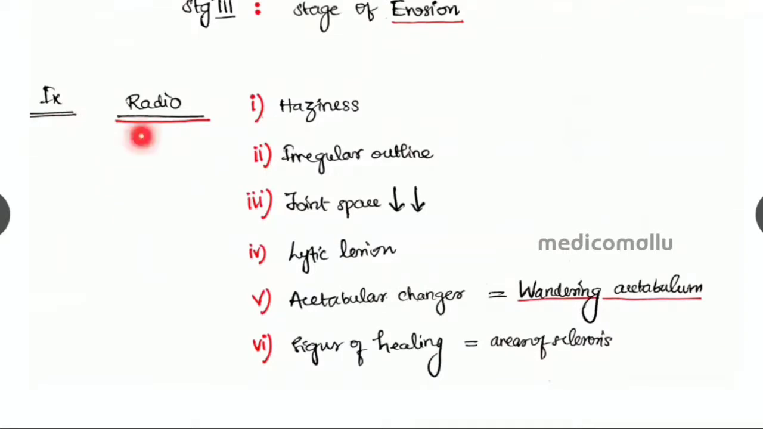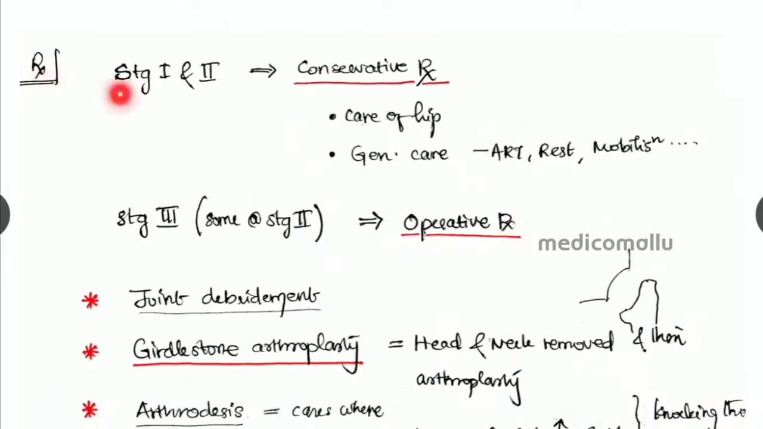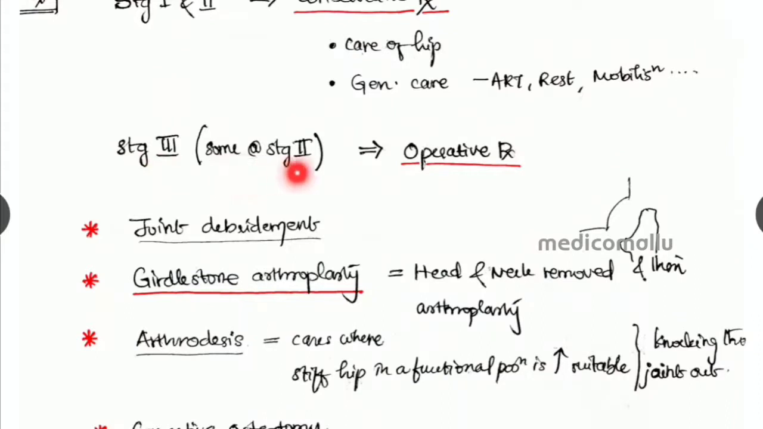In investigation, radiological findings are: there is haziness, irregular outline, the joint space is very much reduced, there are lytic lesions seen, and there are acetabular changes that we have seen as wandering acetabulum, and there are signs of healing with areas of sclerosis. The treatment: stage 1 and 2 require conservative treatment with care of the hips and general care like ARTs, rest and mobilization. Stage 3 and some of stage 2 require operative treatment.